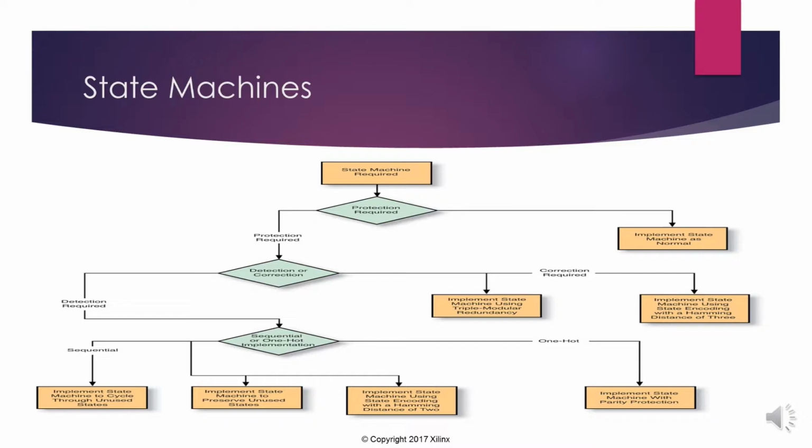Now, if we've implemented a one-hot state machine, like I was talking about earlier on the shaker table, the vibration table, then we could implement a parity bit, because there should only be one bit hot at any one point in time. So we can implement a single parity bit to monitor that entire one-hot state machine. And if we see 0 set or more than 1 set, then we know we have an issue, and we can take it from there.